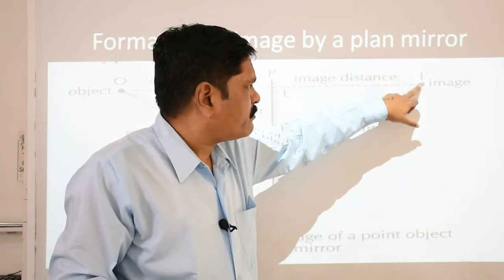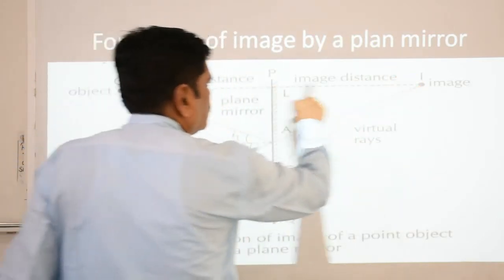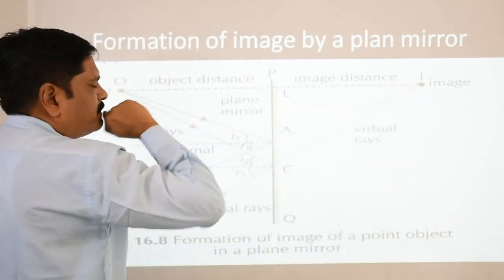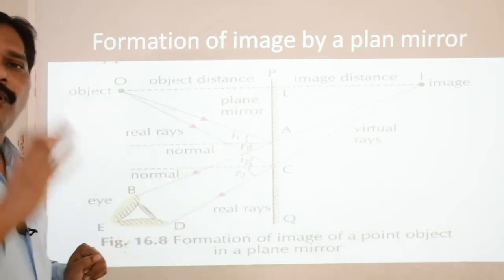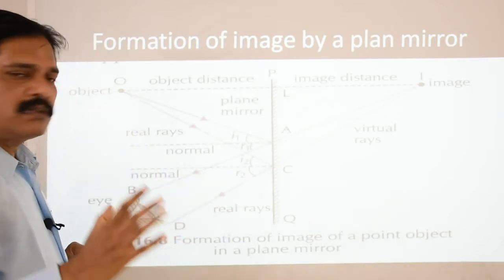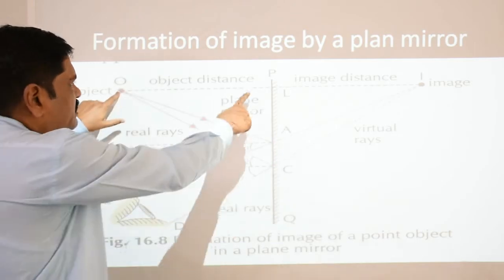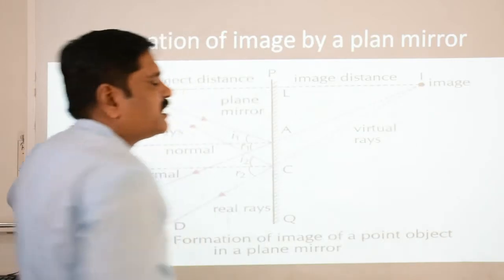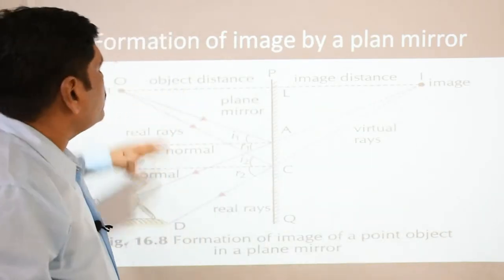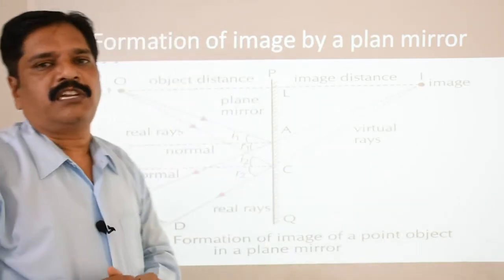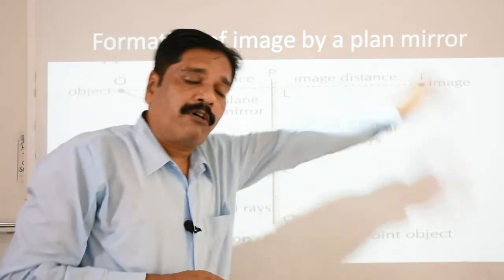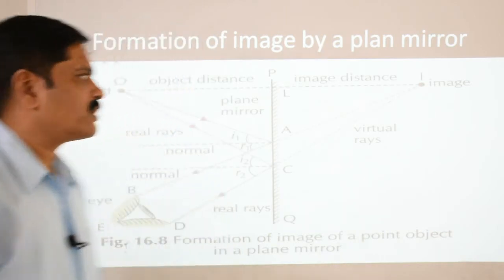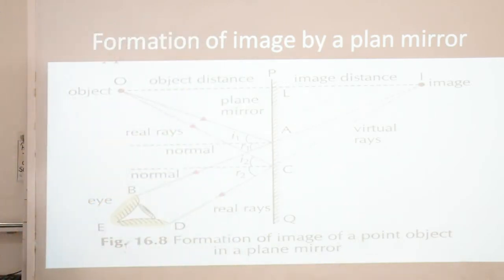Clear? The image will form where? Here, and this is the distance between the mirror and the image. Okay, so it will fulfill all the aspects of the plane mirror image. This distance is equal to this distance. The size of the object and image is equal, and one more fact, it is erect in nature. And one more thing, because it is formed behind the mirror, you cannot obtain it on a screen. So this is the basic fact about the image formation by the plane mirror.